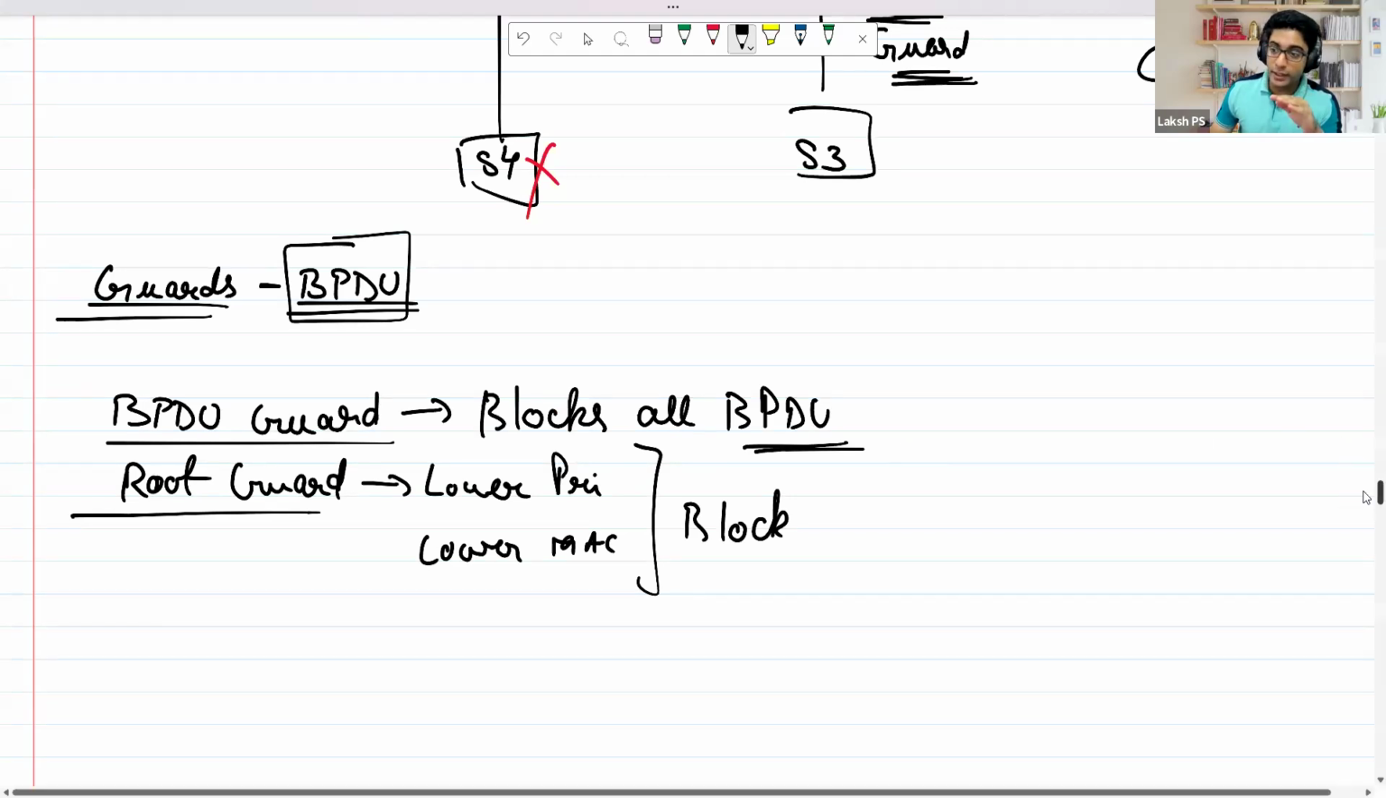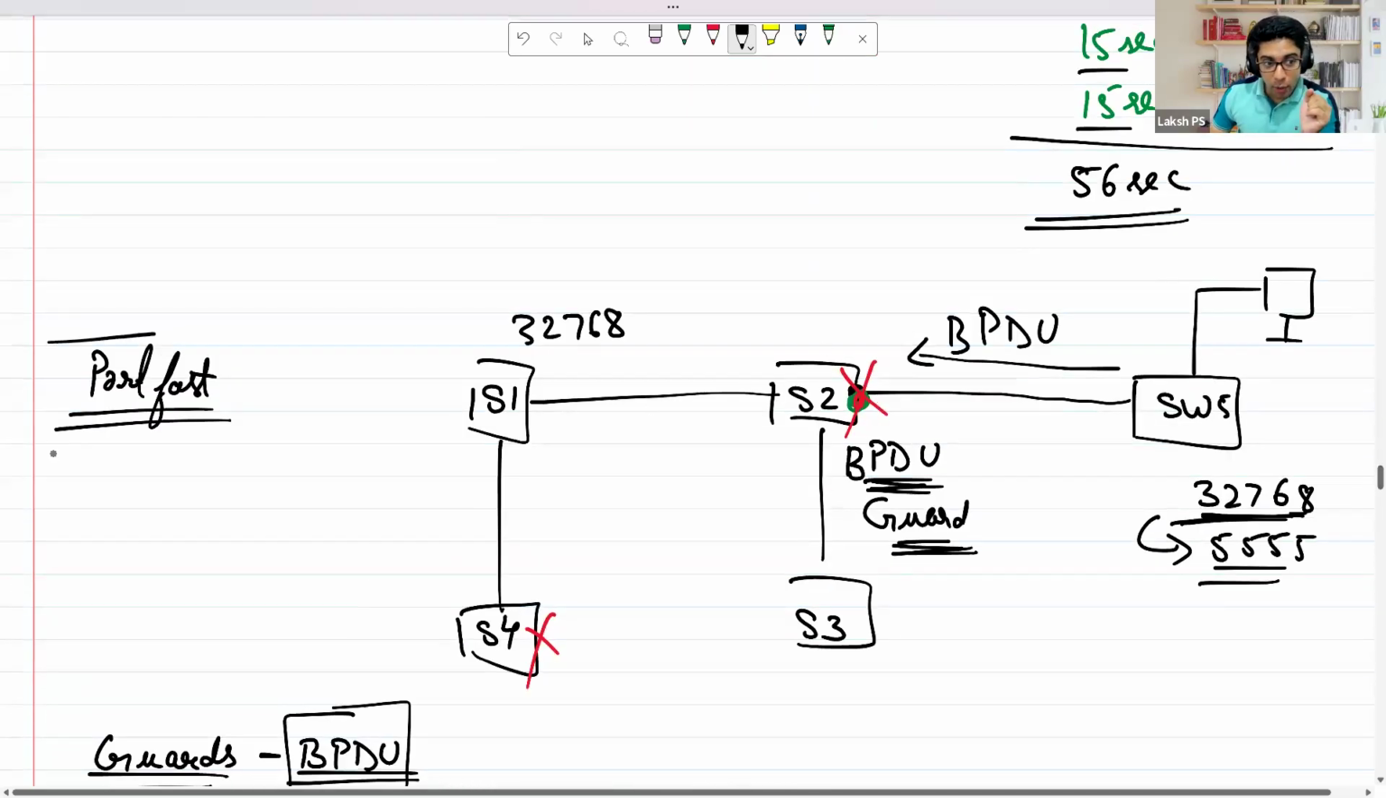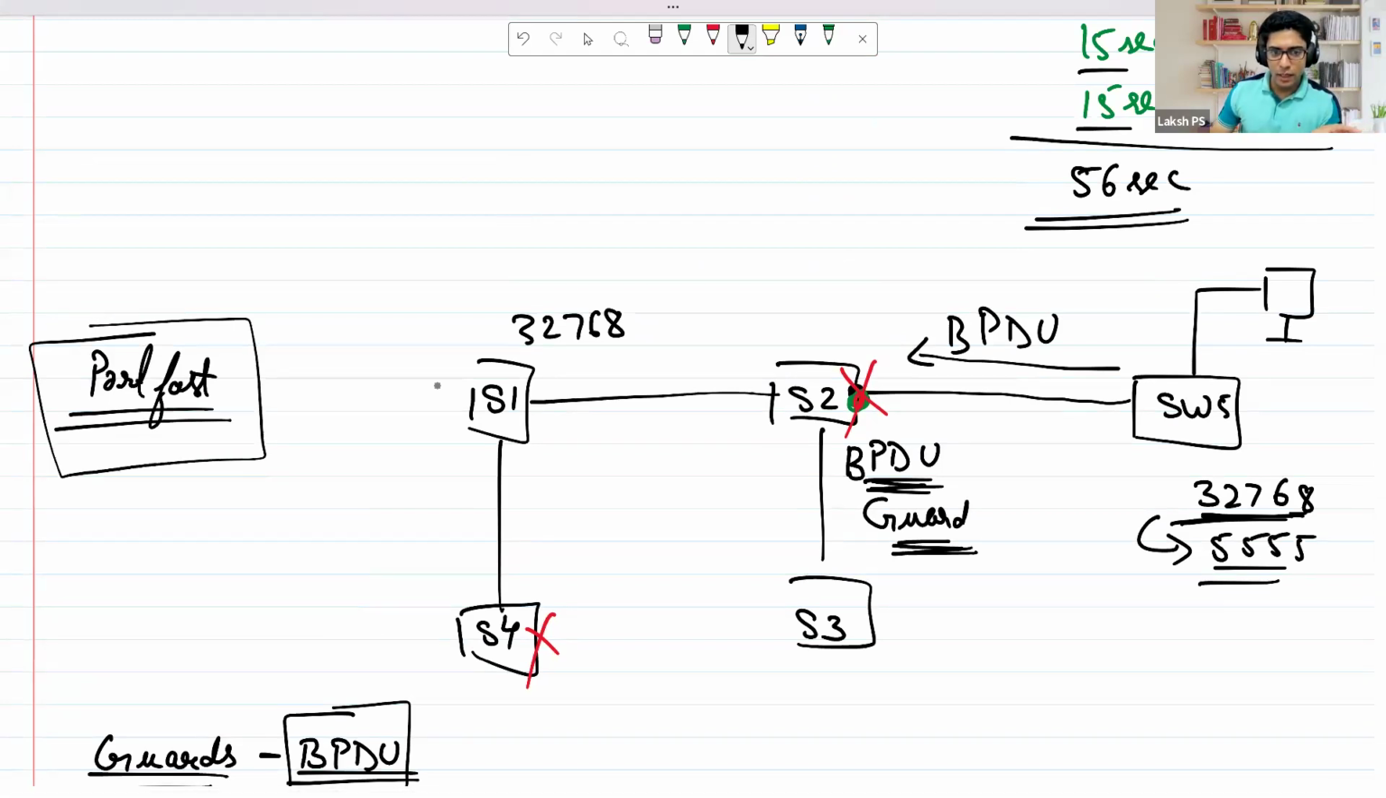Now, it is not necessary that BPDU guard and root guard are supposed to be enabled only on port fast interfaces. You can enable on any interface. You can also enable BPDU guard over here. Here, root guard, anything you can enable. It's not necessary that you have to enable on your port fast. Port fast is enabled only on those interfaces where you are connecting an end device. And as a security measure or a protection, you enable BPDU guard on port fast interfaces also.